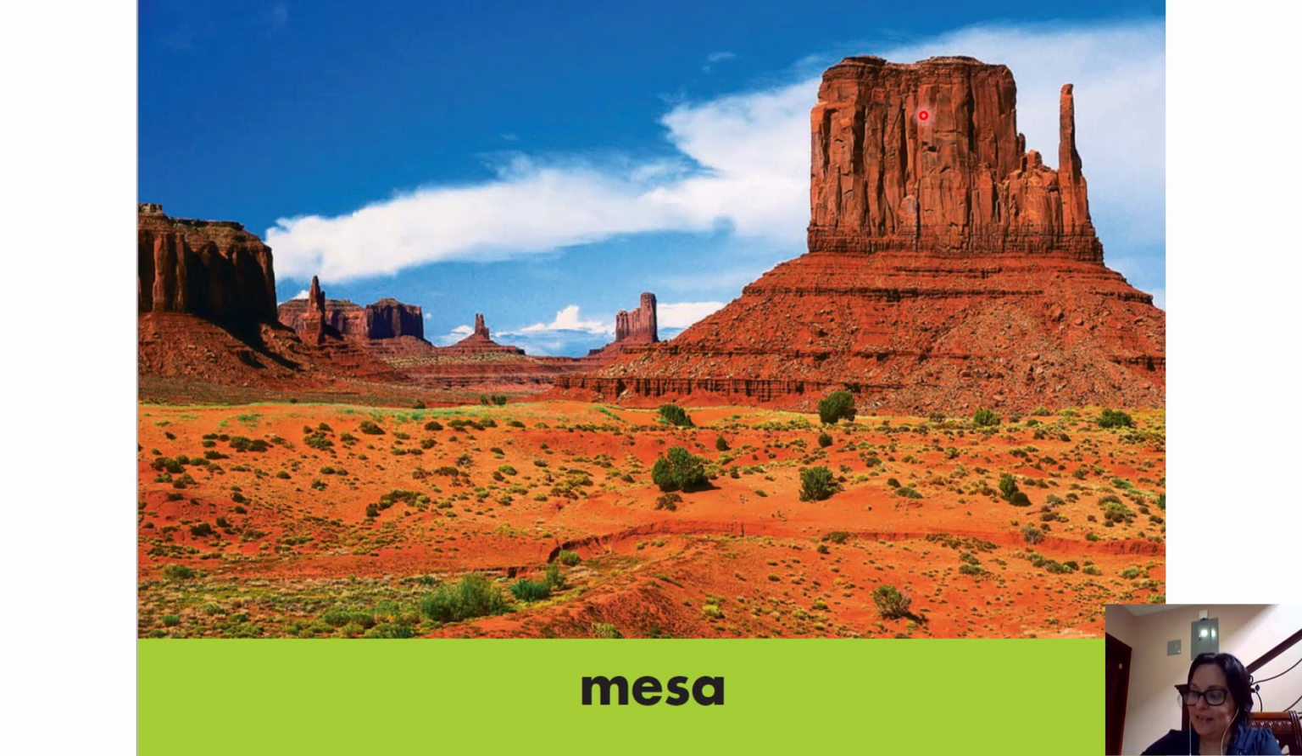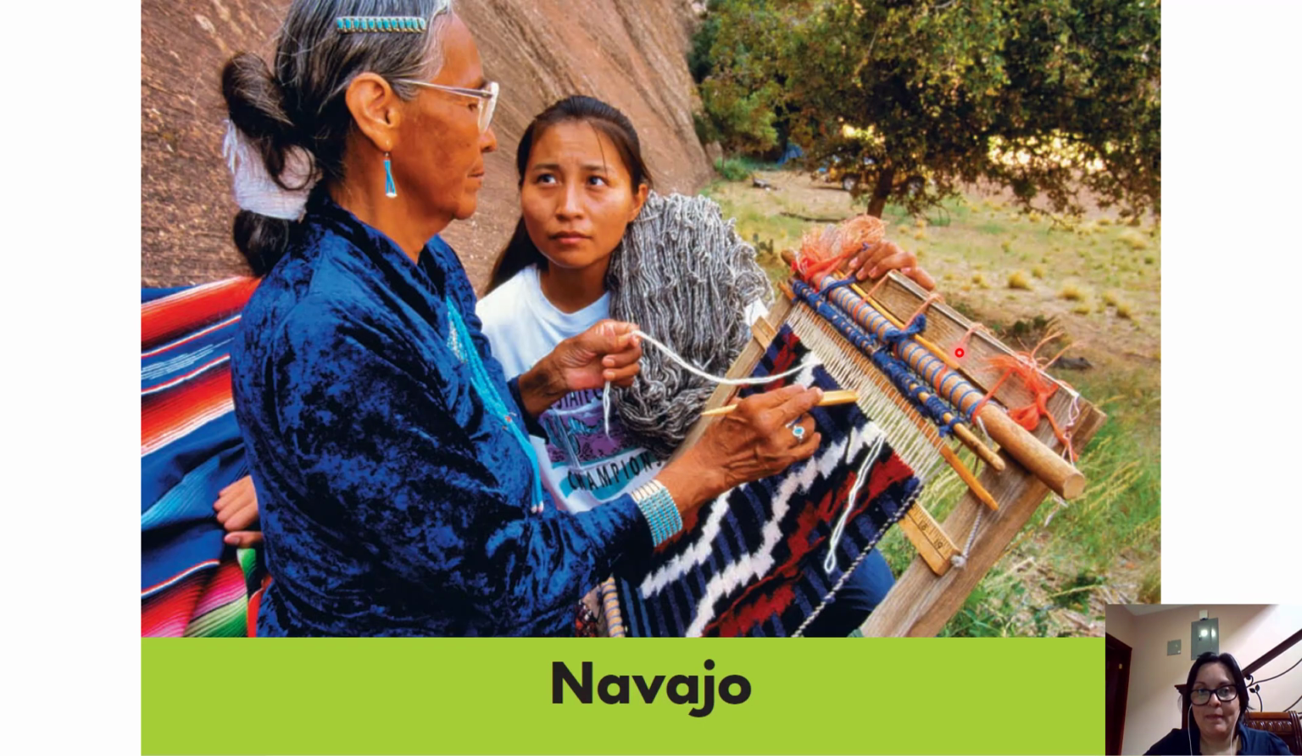A mesa is a high, steep hill that has a flat top. If you can see, at the top it is very flat. Okay, it's not like the mountains that end like a triangle. This one has a flat top. And also it stands by itself. So this one is a mesa. Let's continue with the next word.